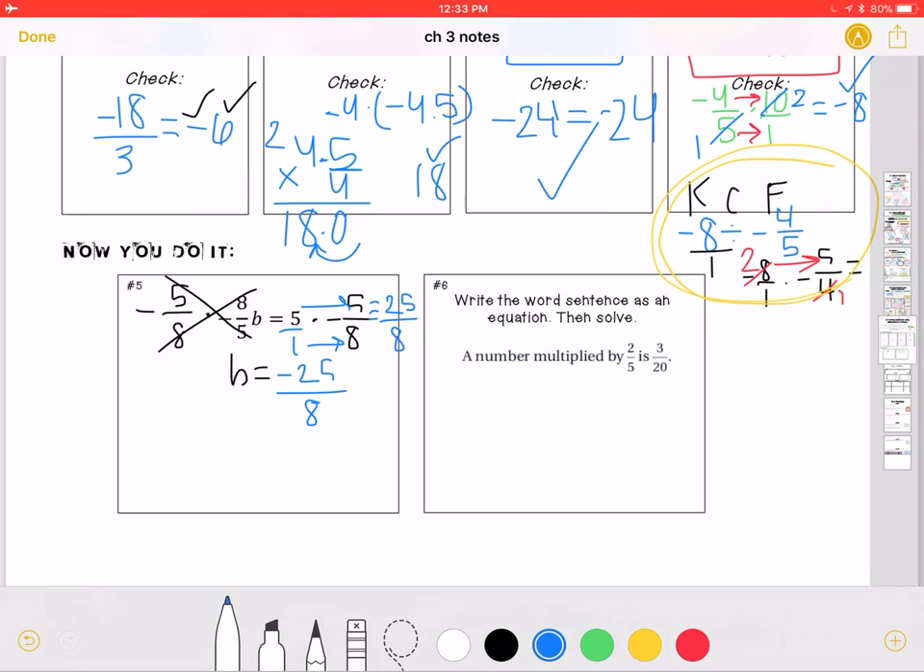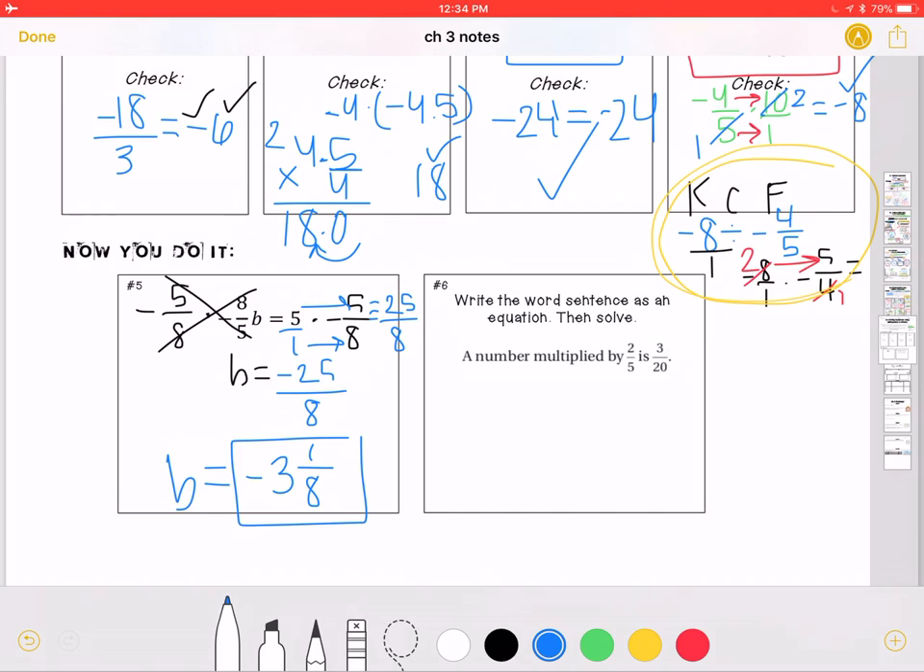I would rewrite this either as a decimal or as a mixed number. So I'm going to just change this to a mixed number. 8 can go into 25 how many times? 3. That would give us 24. So 1 is left over. Keep your denominator. So your solution, you should have gotten negative 3 1/8.